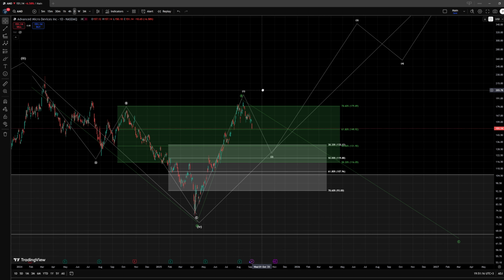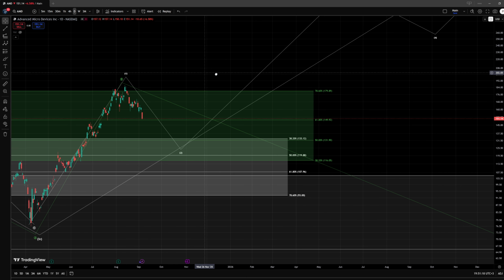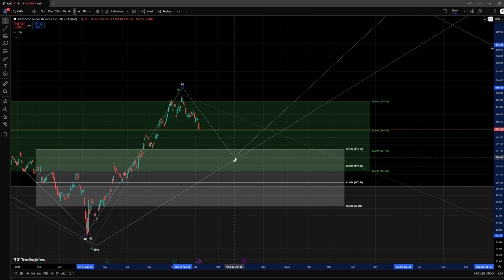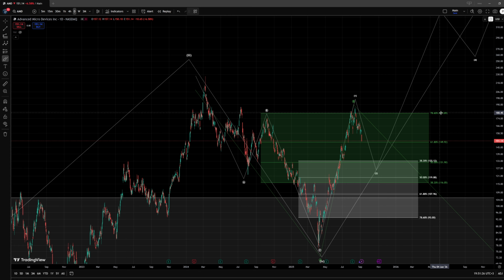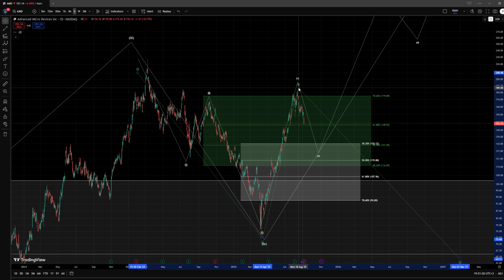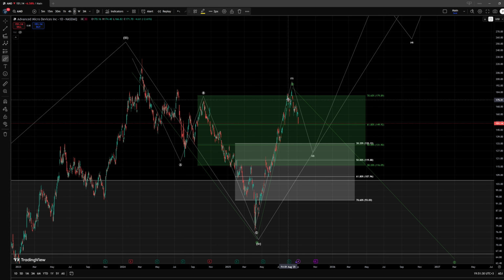And at the moment I have to say the structure is not the most promising. We did reach the ends of the resistance area for a wave B that we have here in the green interpretation. We did surpass it slightly, but then we found resistance at this top, this previous top, and this created this stronger, more substantial movement to the downside.